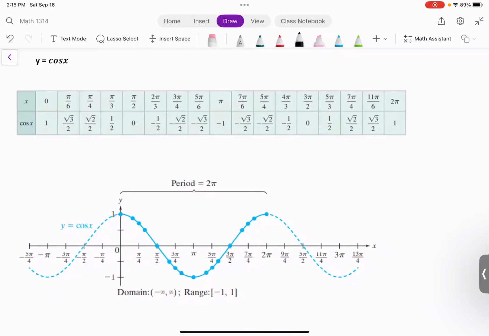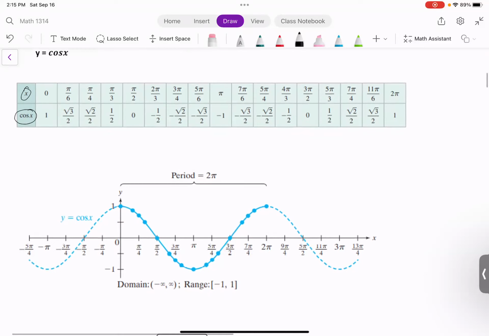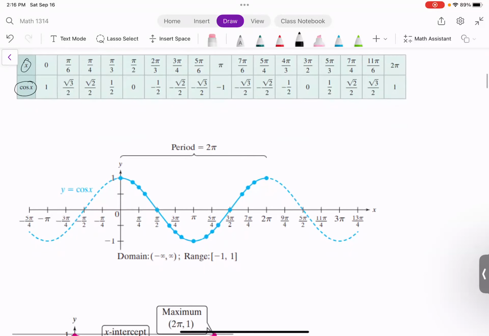So if I have a chart here, I list all the angle values from 0 to 2 pi. So these are all the special values we have learned. And then the second row, they are the y values or cosine x. Then I plot the points on the xy plane. So look at this, x represents the angle, y represents the function, cosine x. Then I'm having this graph.